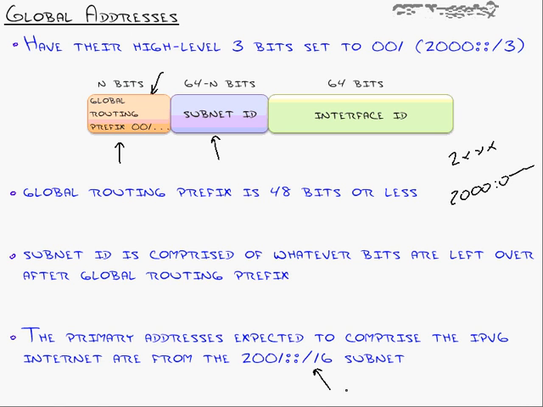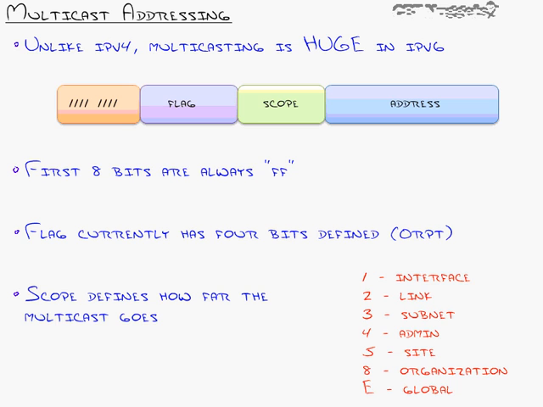But that's how they splice up all of those different global addresses, and those will be public on the internet. The last type of address that we're going to talk about in IP version 6 is the multicast address.